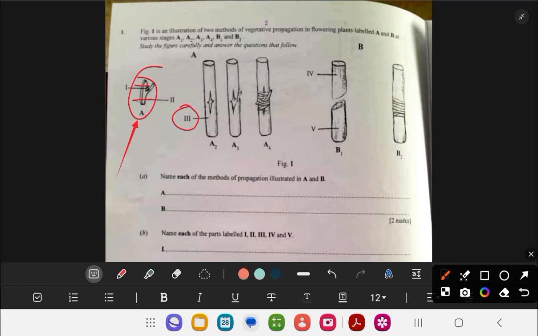Then IV is the scion. That's what is being attached to the plant. It was cut from somewhere. So the scion was cut from one tree. Then V is also called the stalk, the root stalk.